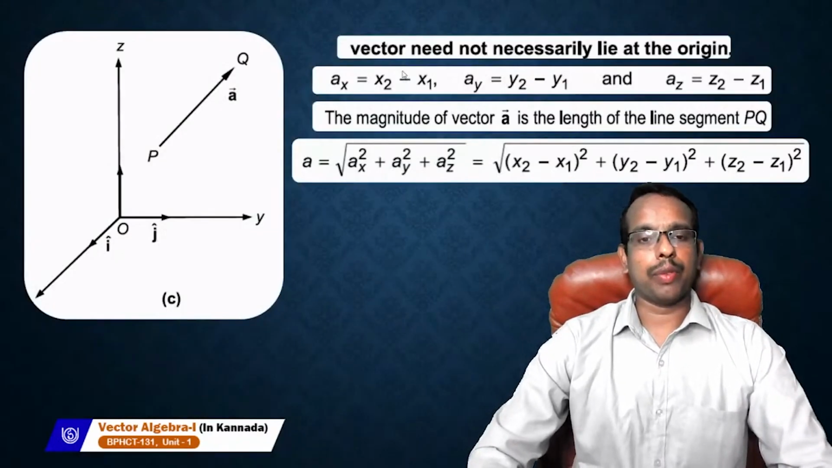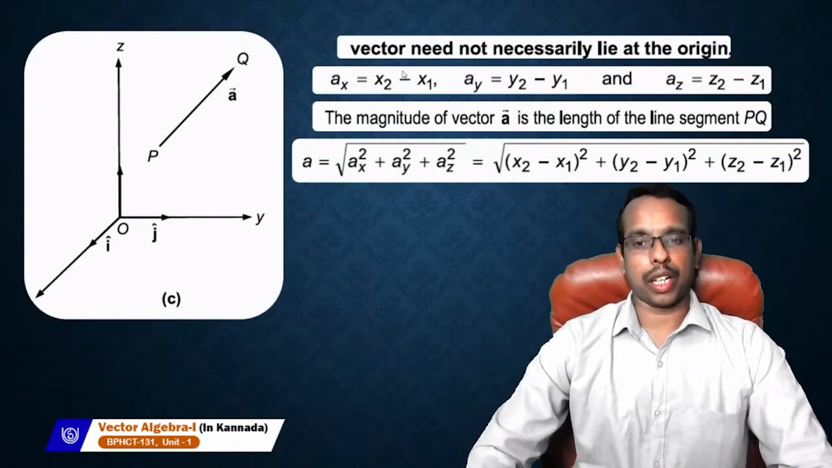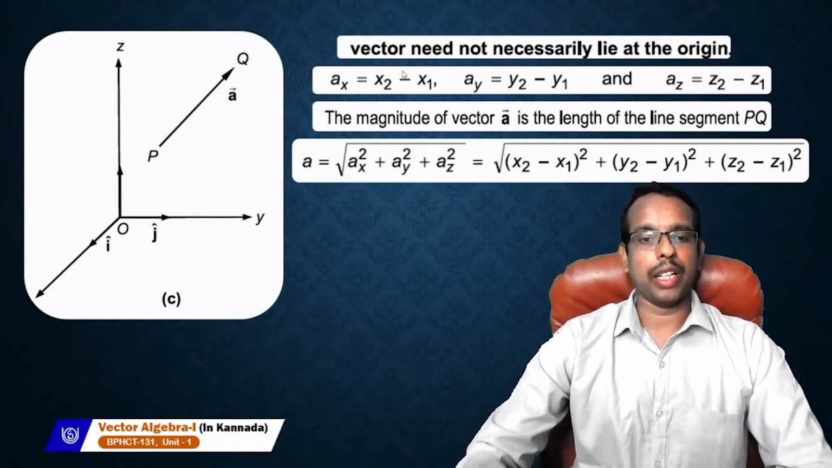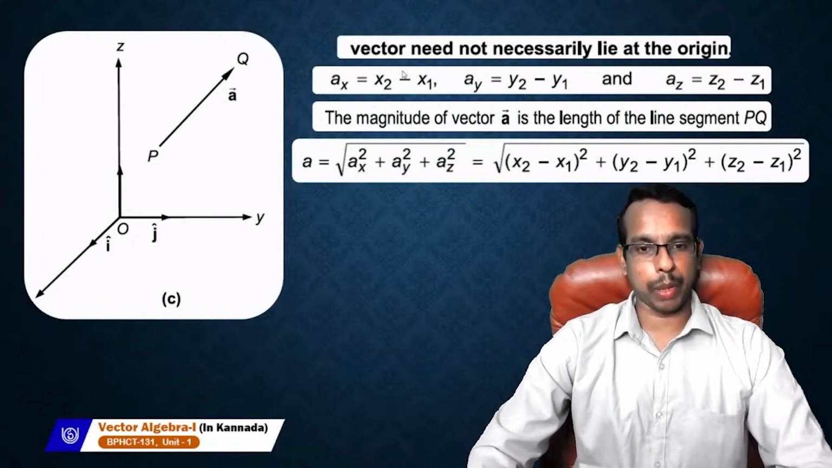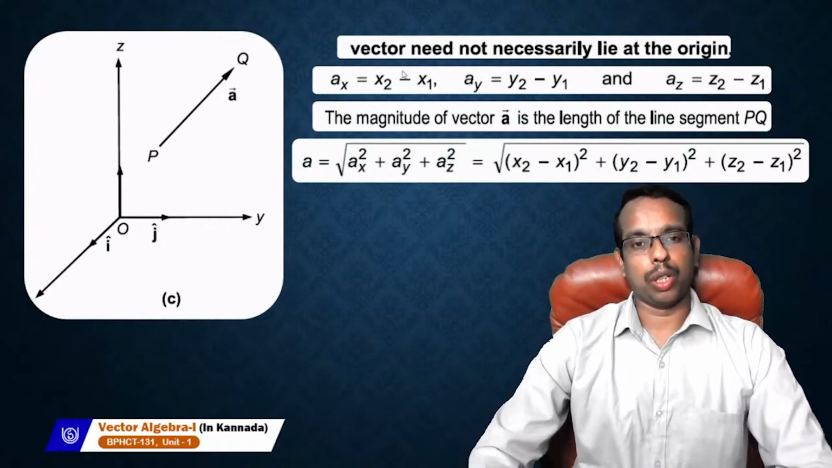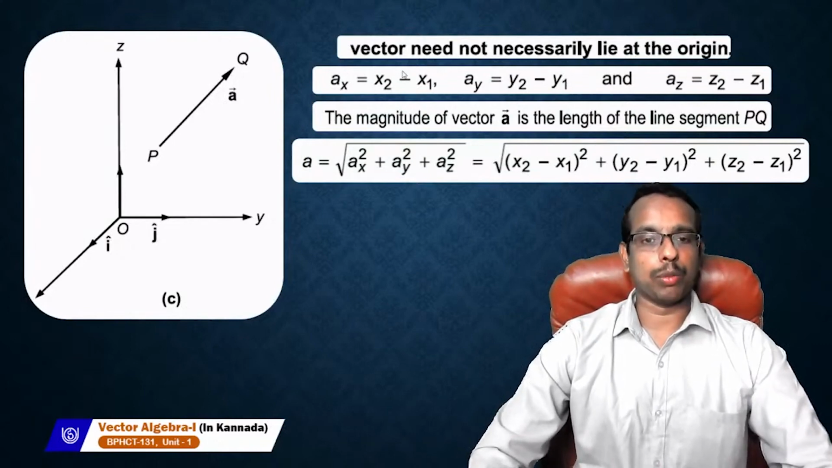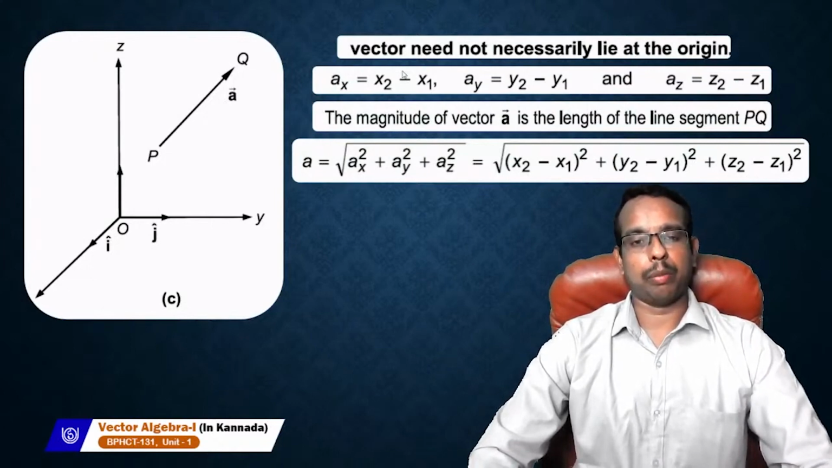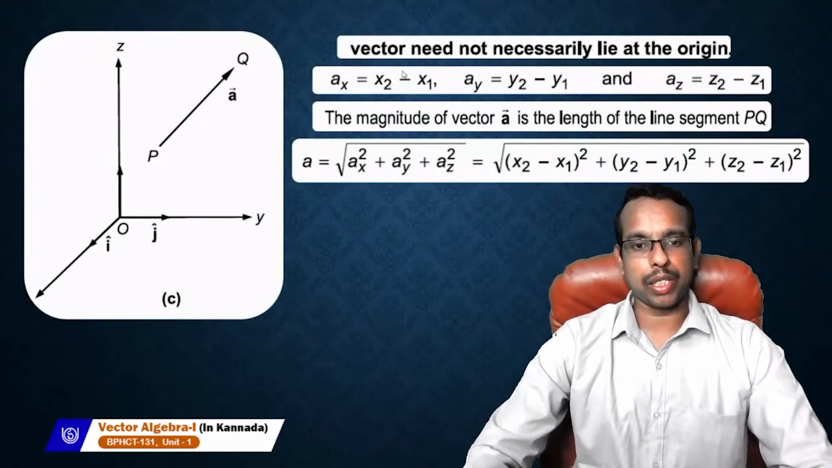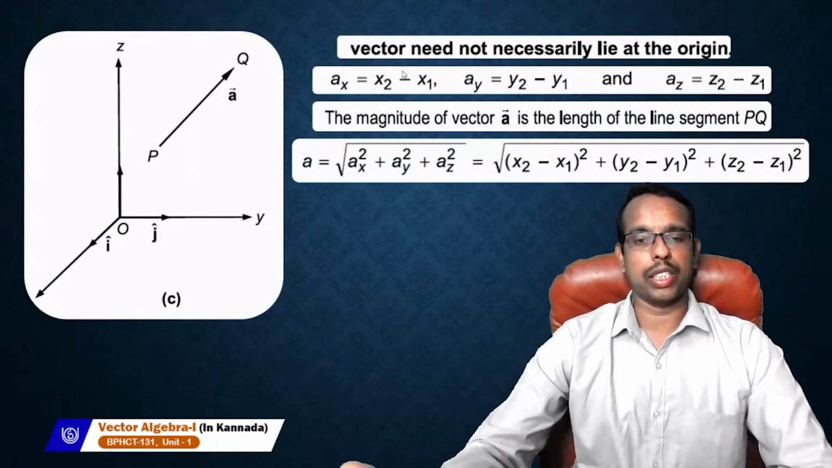Next, if you want to find the magnitude and the direction of a vector not starting from the origin, if the vector is starting from some point and ending at some point in three-dimensional space, then we already went through the components along x and y. You can just write in terms of points like P and Q. P and Q are points in the space. It's not starting from the origin, it's starting from some point and ending at some point.